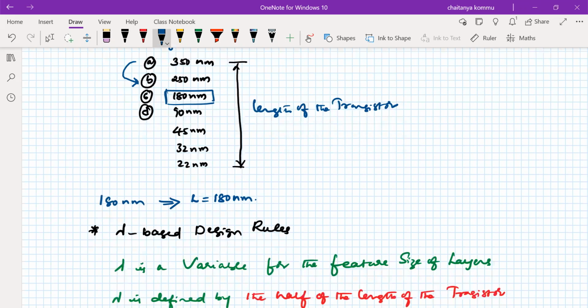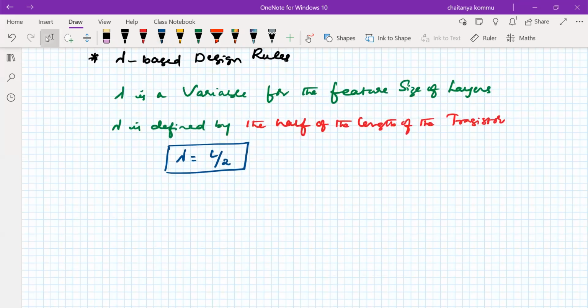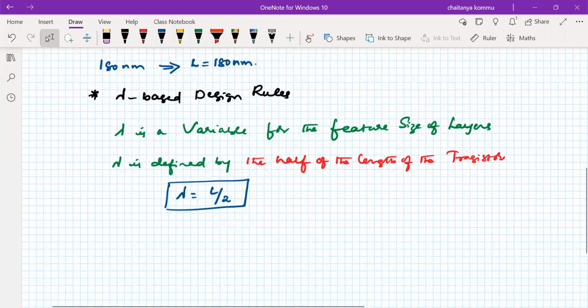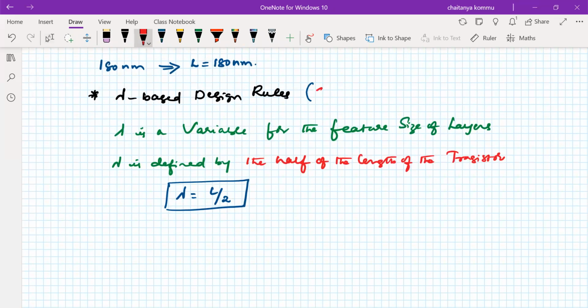Clear? So that's how we can define lambda. Whenever we are discussing the design rules for any technology, first of all, we want to learn about the lambda based design rules. These design rules are also called scalable design rules. That means that whenever you change from one technology to another, you can just change this lambda value, depending upon the length of the particular technology.